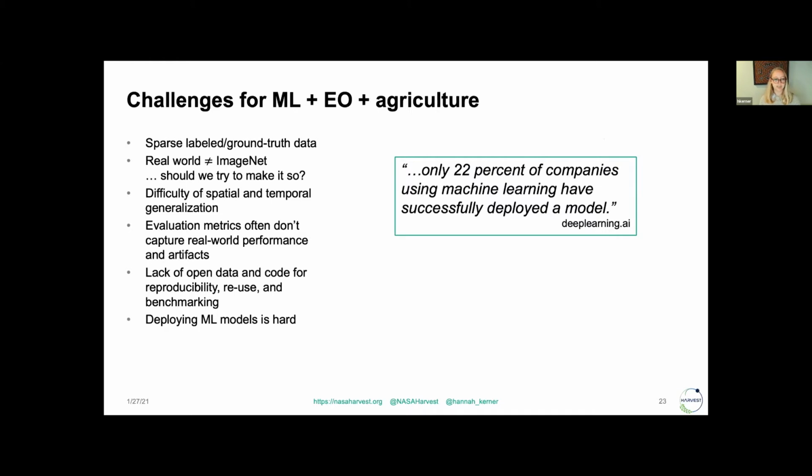And then finally, deploying machine learning models in the real world is just really hard. I think people dramatically underestimate the amount of effort that it requires to go from a model that you've tested with your test dataset and gets good performance to actually having a model that people are using in the real world to make decisions based on. I found this quote from deeplearning.ai, based on a study, saying that only 22% of companies that are using machine learning have actually deployed a successful model. And I think that really illustrates the difficulty of doing so.